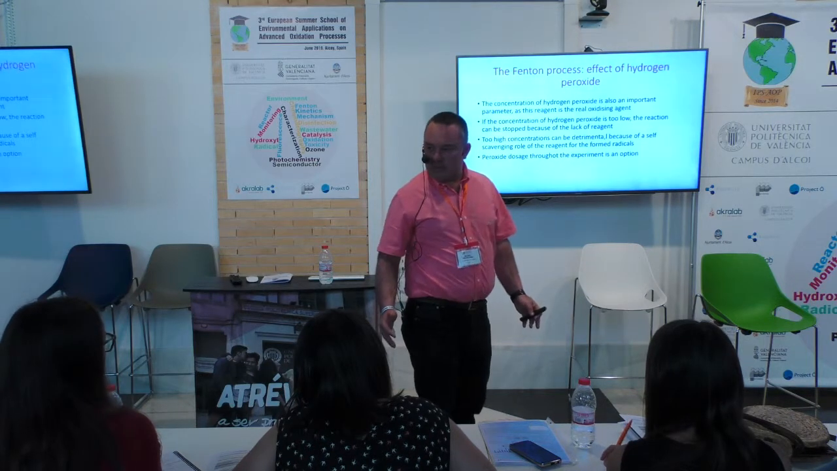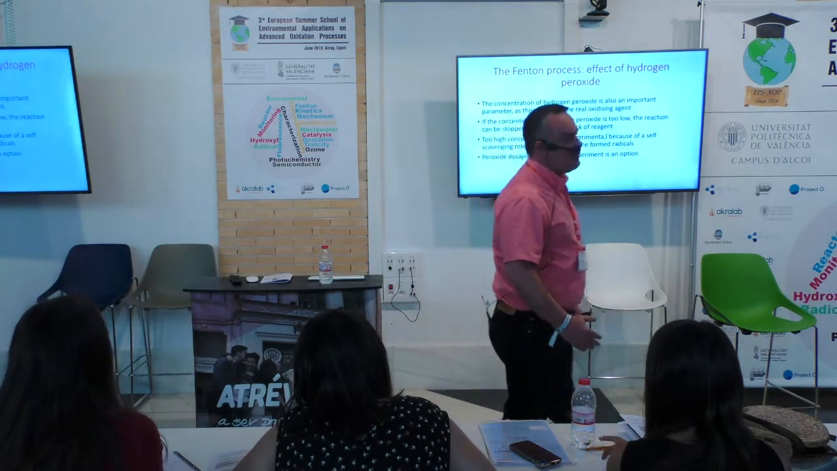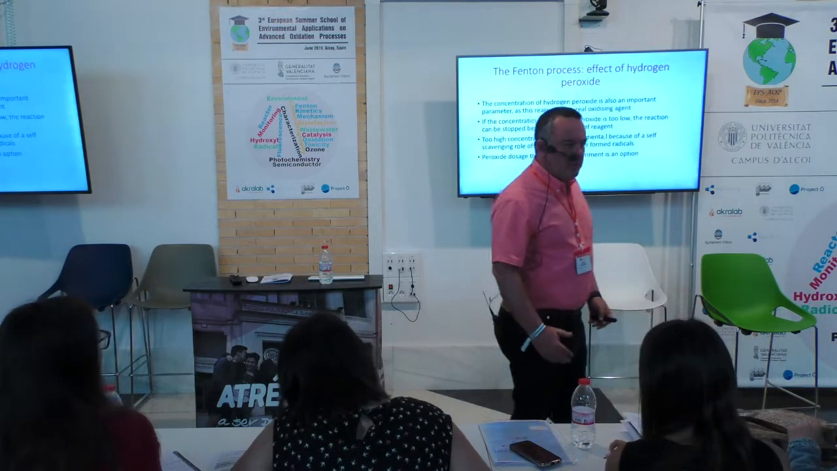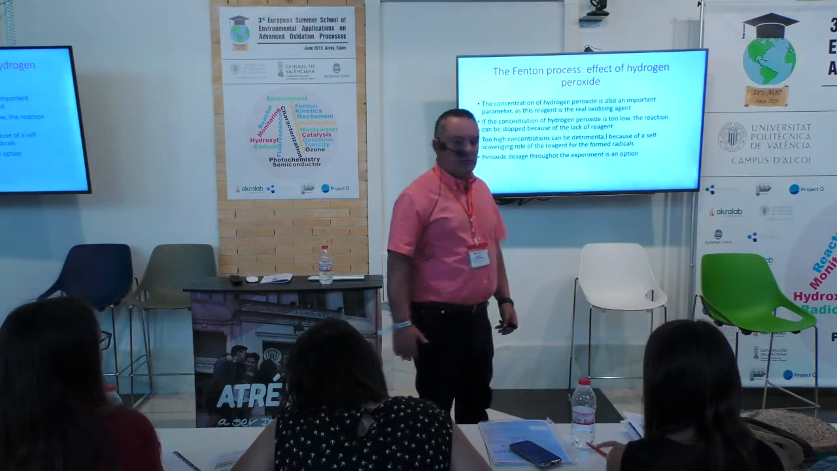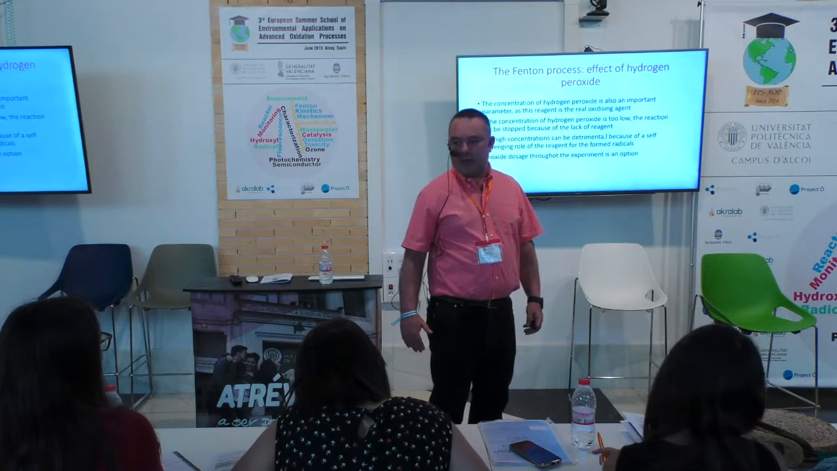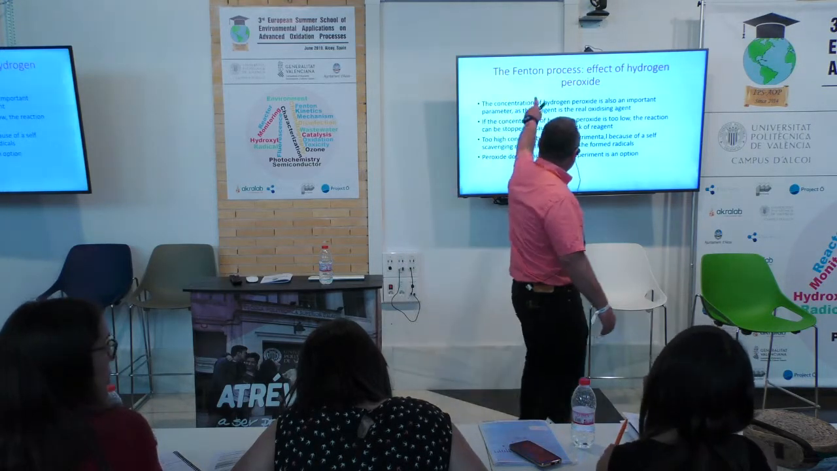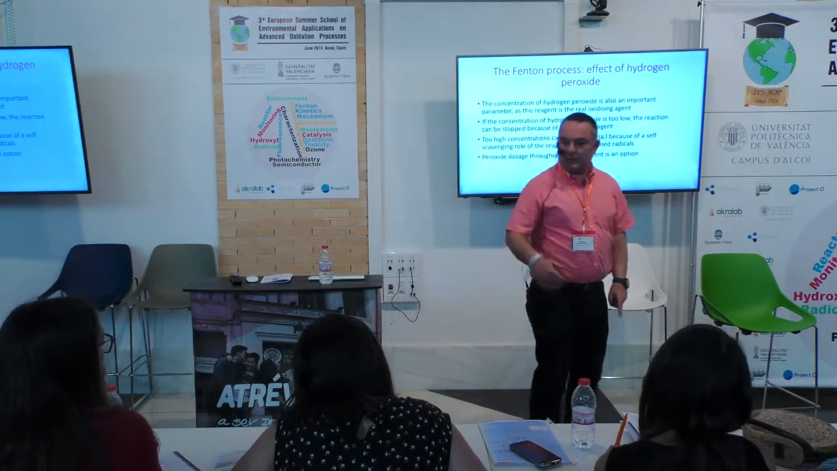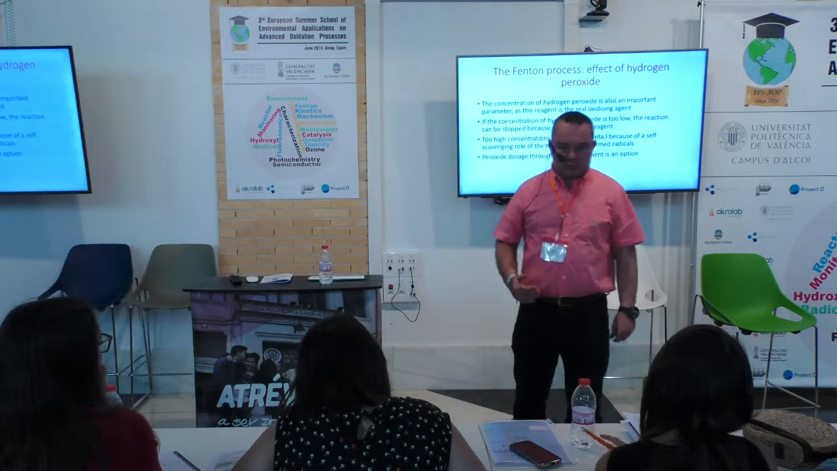This is a problem, okay? We have to control quite well which is the amount of hydrogen peroxide, because if we add very low amounts of hydrogen peroxide, we run out of reaction. So the reaction at the beginning proceeds and then stops. Okay? This is something that happens when we have too low concentrations.